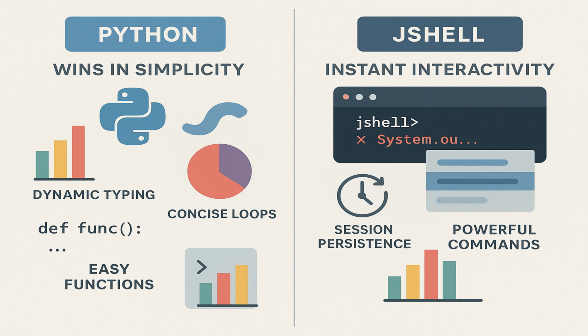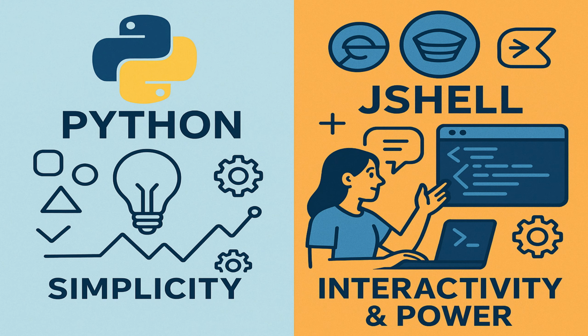Python is great for quick scripts and learning programming concepts, but JShell brings Java into the same playground where experimentation is fast and fun. So in short, Python is simplicity, and JShell is interactivity and power. Which do you think would win in your own project? The clean simplicity of Python or the interactive power of JShell? Either way, both are amazing tools to have in your programming toolkit.